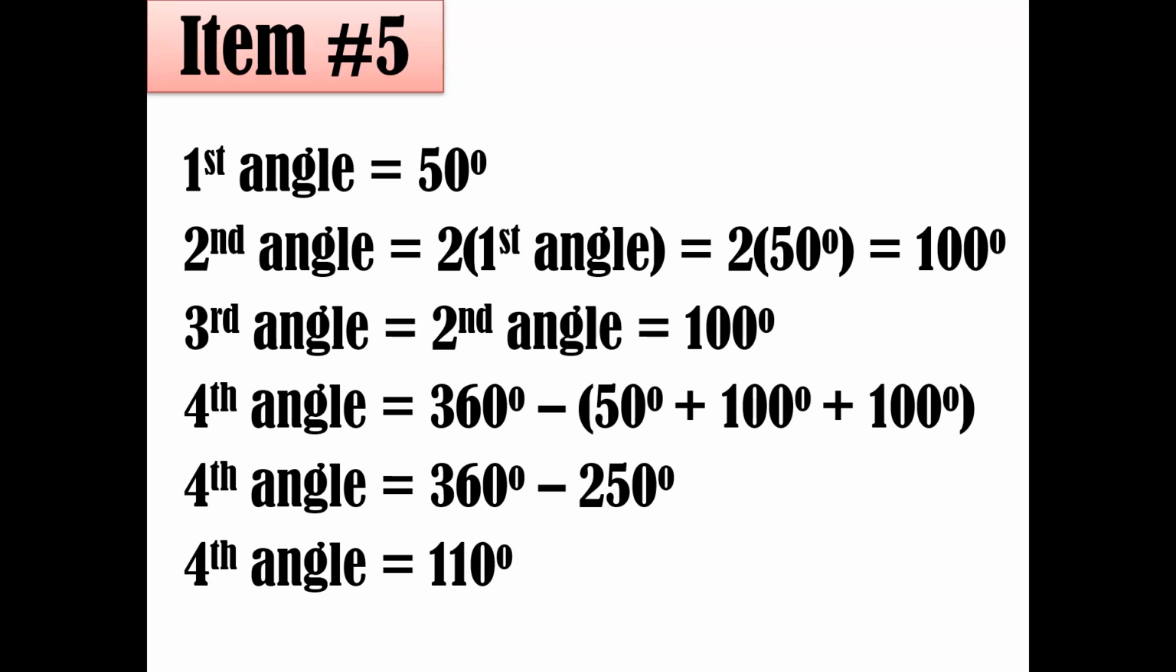And remember, the sum of the four interior angles of a quadrilateral in a Euclidean plane is 360 degrees. So to get the fourth angle po, kailangan po natin kunin yung sum ng first three angles. So 50 plus 100 plus 100, which is 250 degrees. At subtract po natin siya sa total na 360 degrees. And that's 110 degrees, letter B. Ayos. I hope na nakuha po natin. Salamat po.